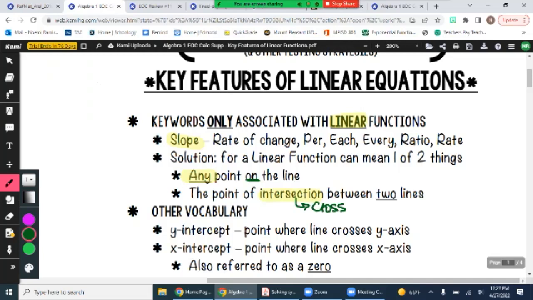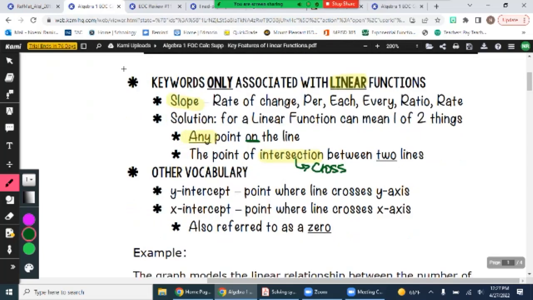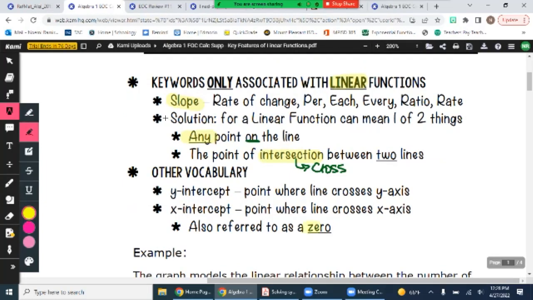Now, if we're talking about solutions for a quadratic, then we're talking about x-intercepts specifically. But with this one, we're talking about points on the line. Other vocabulary words that they could ask you for are the y-intercept and the x-intercept, and in regards to the x-intercept, they will still refer to it as a zero. So make sure you remember that. Keep that in the back of your mind. X-intercept is still referred to as a zero.